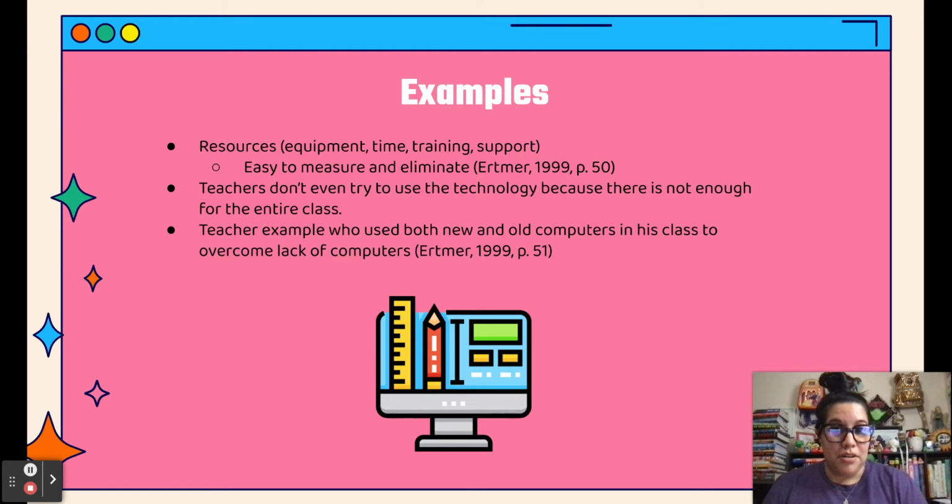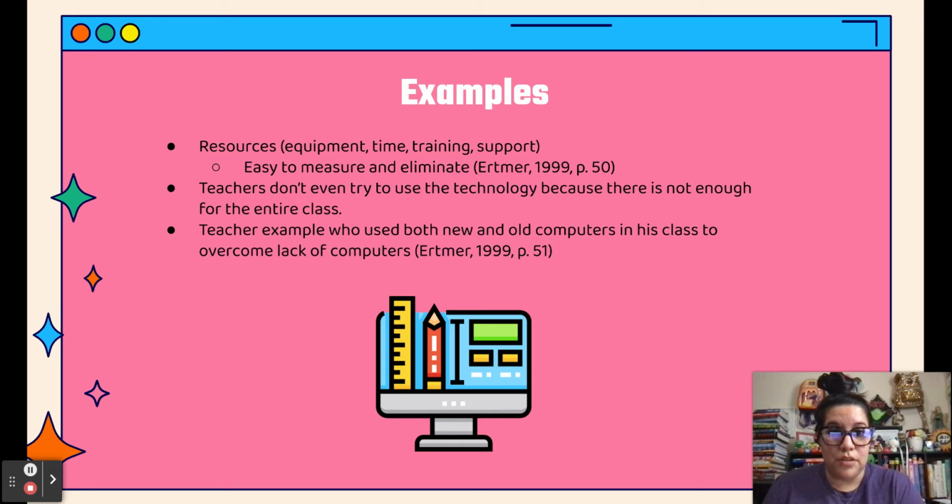But these barriers are really easy to eliminate. Schools can easily make a decision to buy more computers, give teachers a half day or maybe an extra class period to plan. They can buy training, and administrators can very easily come in and say, "Hey, how can we help?"